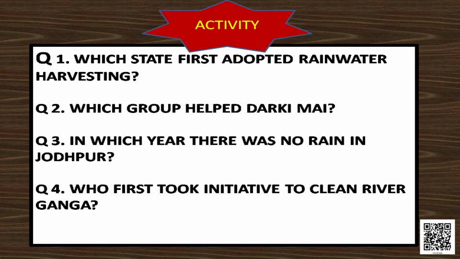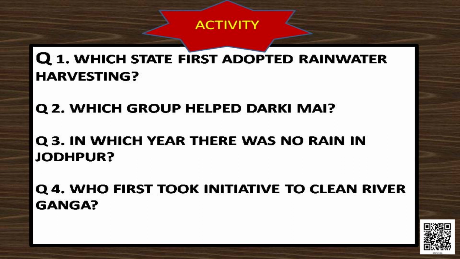Then question number 3, in which year was there no rain in Jodhpur? Question 4, who first took the initiative to clean the river Ganga? So here all the questions were to recall all the facts whatever you have gone through. So do it quickly. I know that you need only a few seconds to do. Come on, do it. Let me reveal the answers before you.